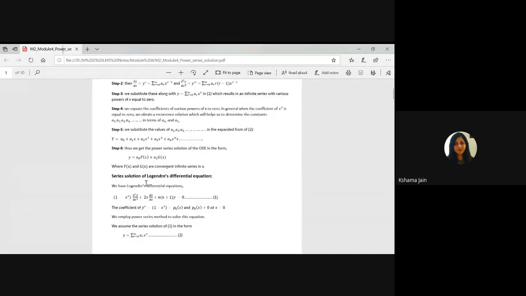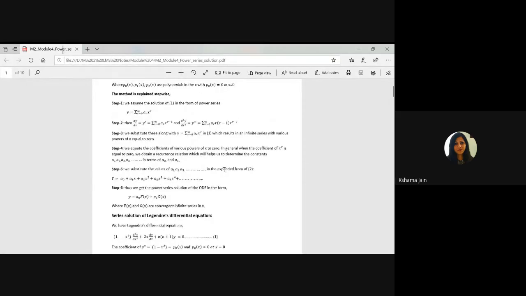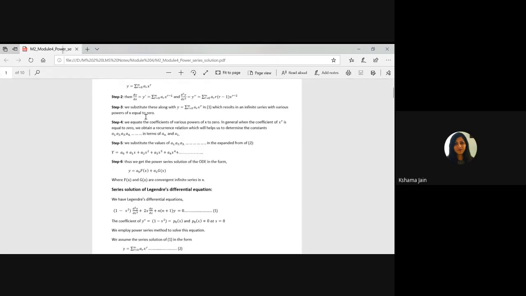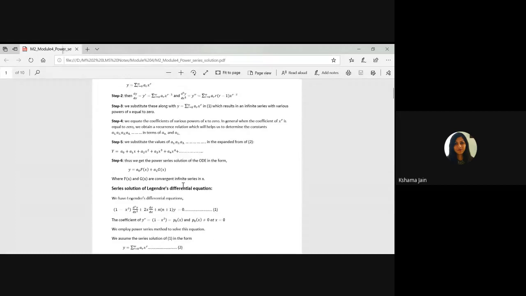So directly I jump to the main topic, the series solution of Legendre's differential equation. Why am I jumping? Because they are not telling anything. After finding these dy by dx and d2y by dx square, they are putting them in the second order differential equation. These differential equations are of different types, and those cases are discussed in your syllabus. First is Legendre's equation, second will come Bessel's equation. So first is the series solution of Legendre's differential equation.